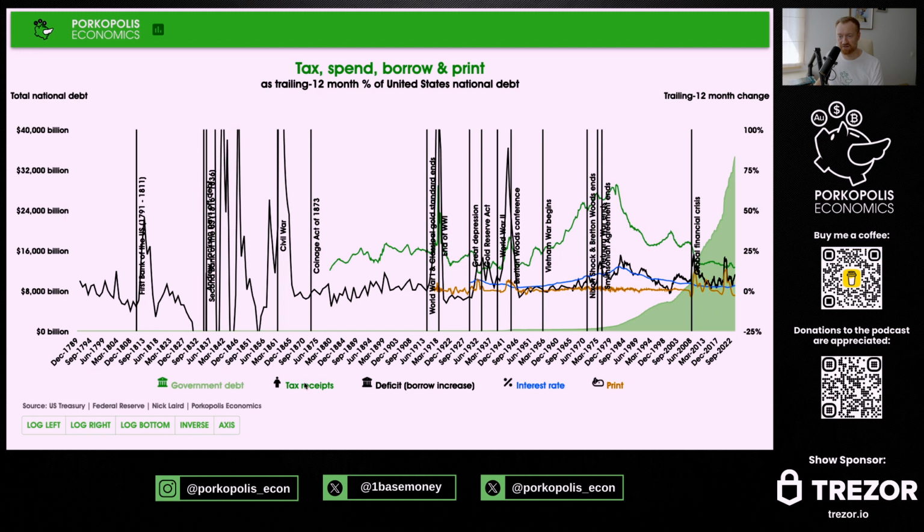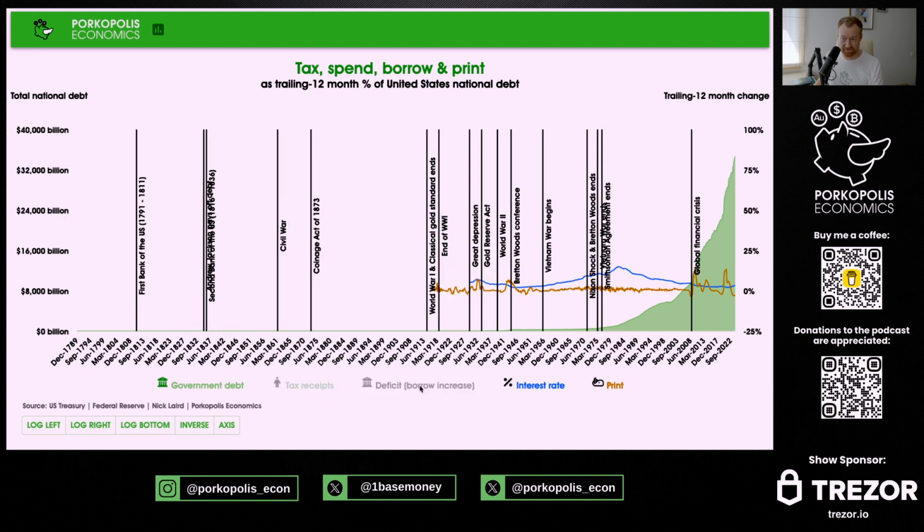So let me take off tax receipts, the deficit itself, and interest rate. Remember, we are looking at a trailing 12-month percentage of the debt itself. That's what this number is. All right, so increase or decrease over the trailing 12-month periods of whatever the debt was 12 months before. That's what all these percentages mean on the right-hand axis. The Federal Reserve was created by Congress and bankers in 1913, opened its doors in 1914.